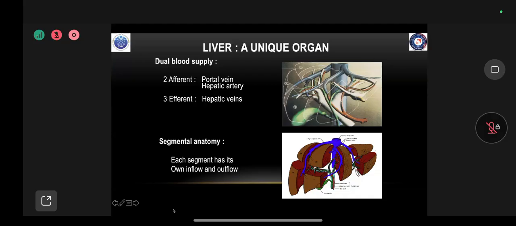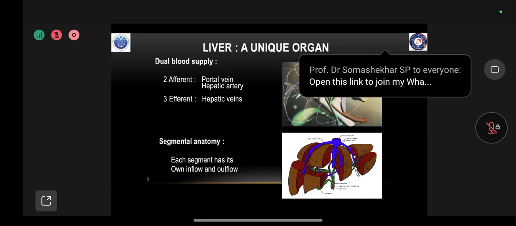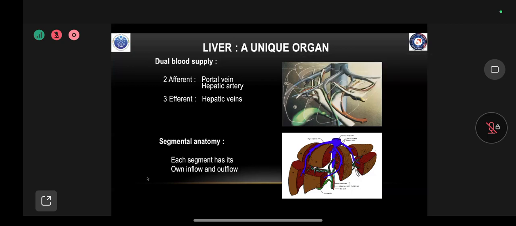Also, the liver is a unique organ. We know that it has dual blood supply with a very high vascularity, mainly by the portal vein and also by the hepatic artery. There are three efferent veins which drain and form the major support of the liver, and the segmental anatomy is what forms the basis of our liver resection, and it is unique in that it has its own outflow and inflow.